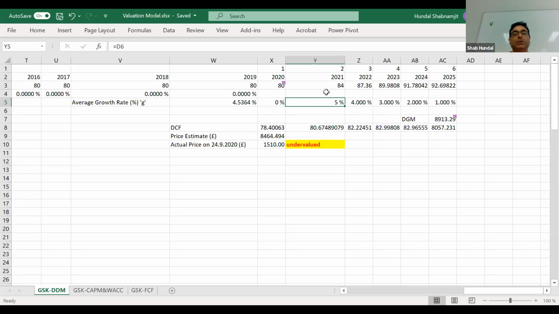So I assume that your dividend will grow at 5% in 2021, and then the dividend would be 84 if you look at the rate of growth. And then the next year, 2022, the growth would be 4%, 3%, 2%, because eventually, over time, GlaxoSmithKline, like any other company, will feel the heat of COVID-19. The companies will bear this brunt, or face this music, not for 1 year, but for many years to come. And moreover, we don't know how long COVID will stay.